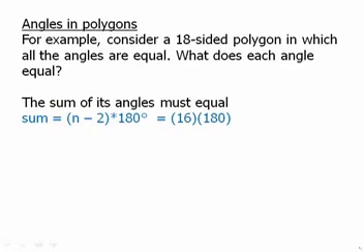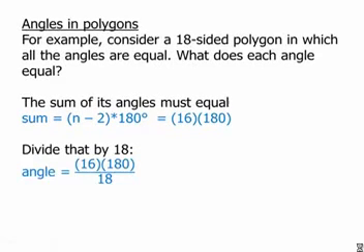Okay, so we know that the sum of the angles must equal n minus 2 times 180, so 16 times 180. I'm not going to multiply that out, I'm just going to leave it like that, 16 times 180. And if all 18 angles are equal, then we'll divide that sum of the angles by 18 to get one of the single angles. Well, when we divide by 18, we can very easily cancel. 180 divided by 18 is just 10, and so that equals 160 degrees. And that is the measure of each one of those 18 angles.